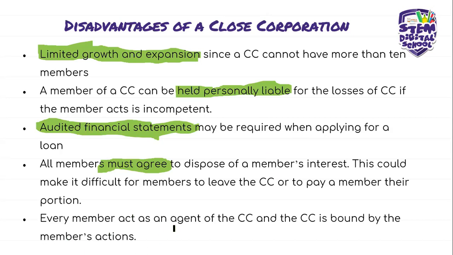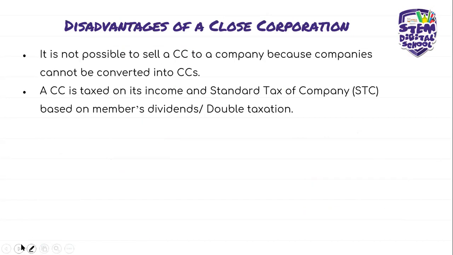Every member acts as an agent of the CC, and the CC is bound by the members' actions. Very, very important. The CC is bound by the members' actions. That's what it means here, basically. All right. Let's look at more of the disadvantages of a closed corporation.